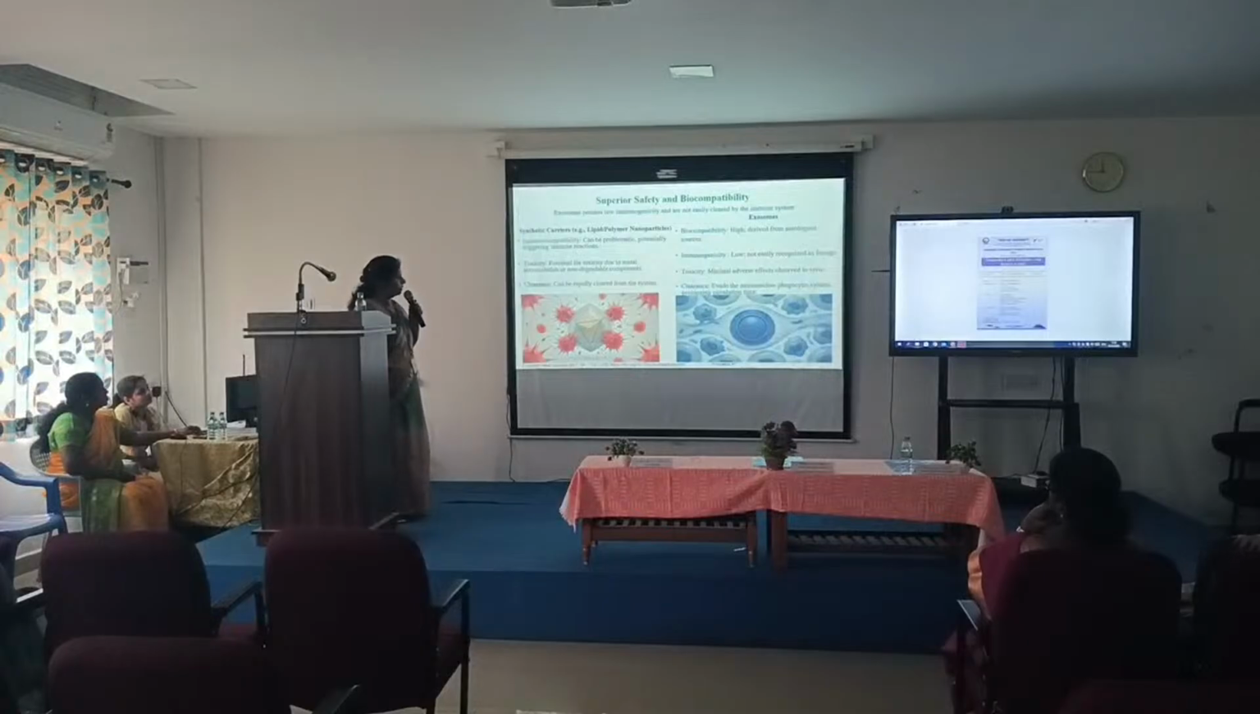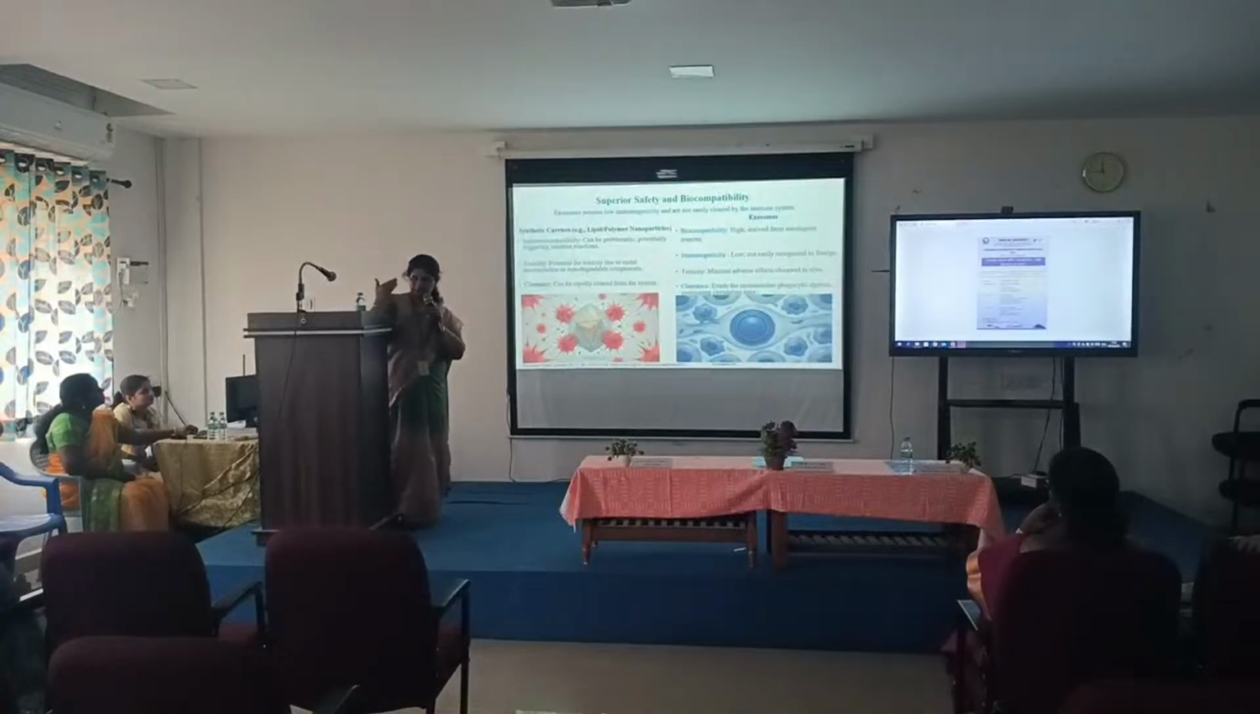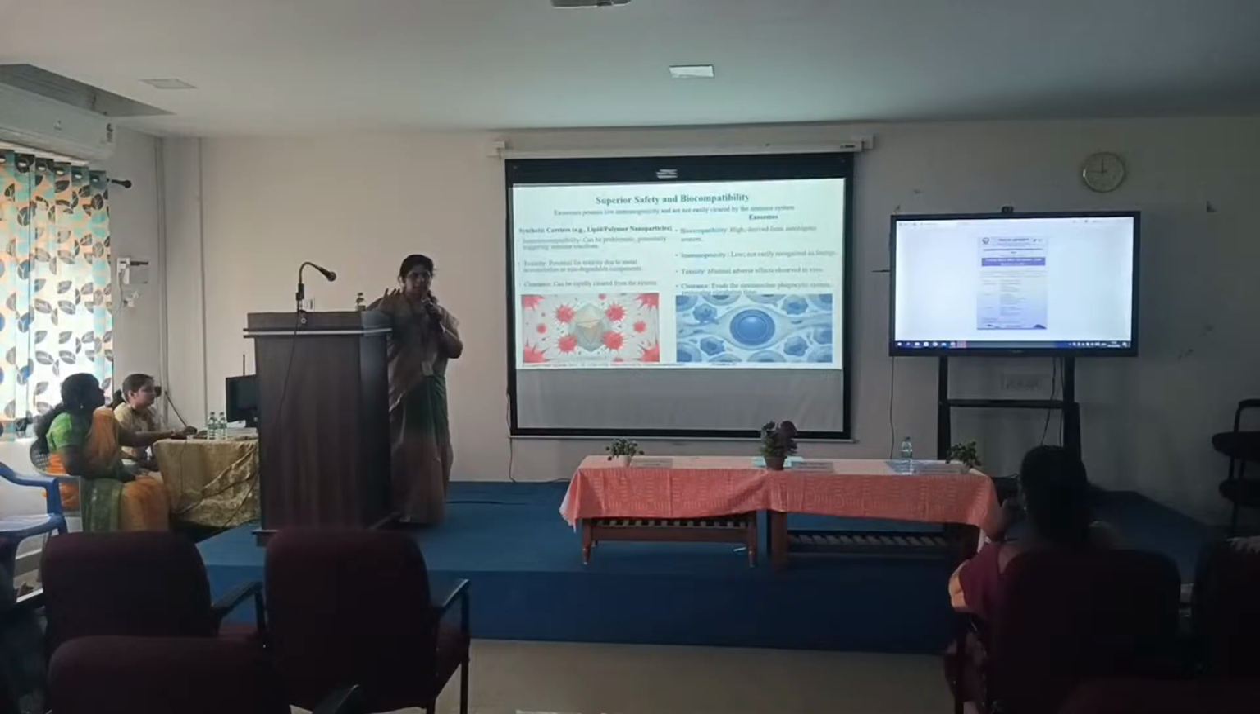So these are the major advantages: superior safety and biocompatibility. Exosomes, the clearance is very easy. When I am taking exosome as a drug or as a medicine or as an IV injection, clearing off from my system is very easy because it undergoes normal physiological clearance, debris clearance. But when I am taking a drug, a synthetic carrier, removing a drug from a particular cell takes months.